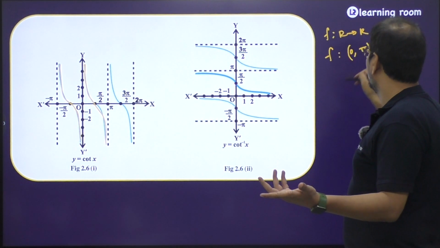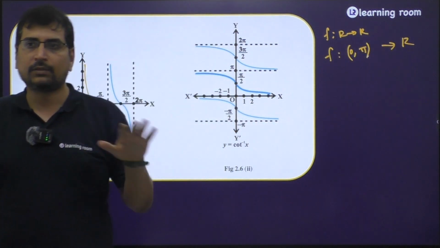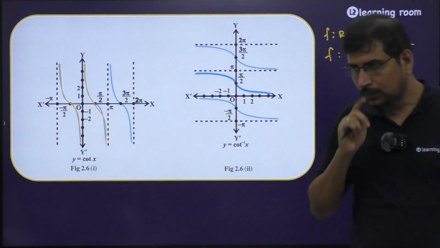Open, because cot 0 is infinity, cot pi is minus infinity, infinite value, so excluded. Is this point clear? Okay.